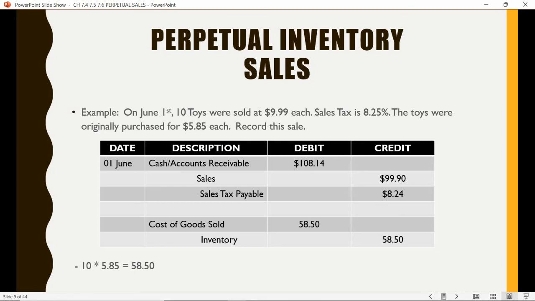So if it's going to cost me $5.85, right? I sold 10 of those items. So 10 times $5.85 is going to be $58.50. Okay?